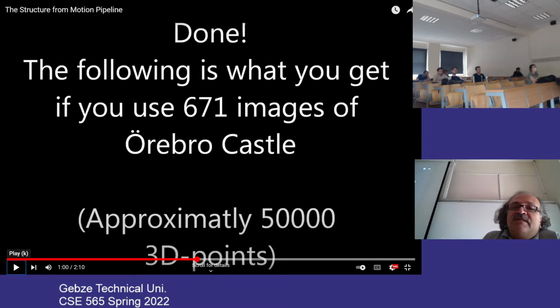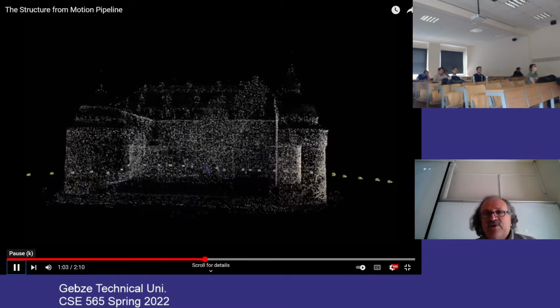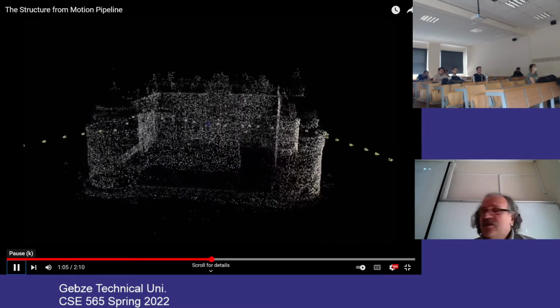It used 675 images, and it has more than 50,000 3D points with the correspondences. So that's lots of calculation. After that, they calculated the XYZ positions of these 50,000 points, and also the camera positions too. And then they visualized it. This is the visualization of the recovered points.